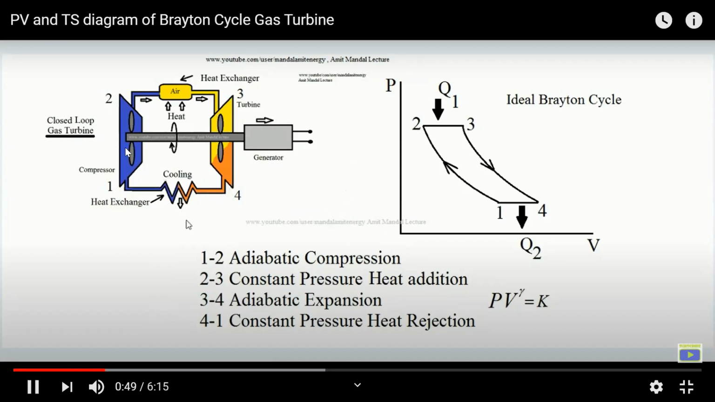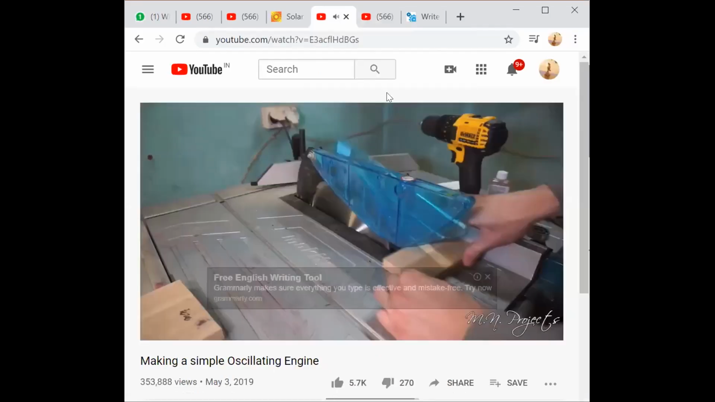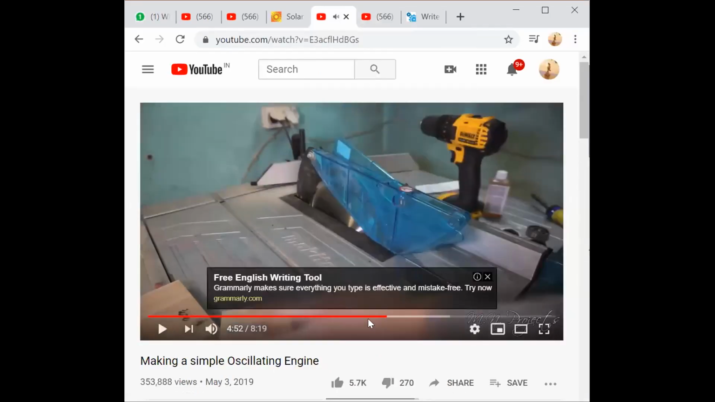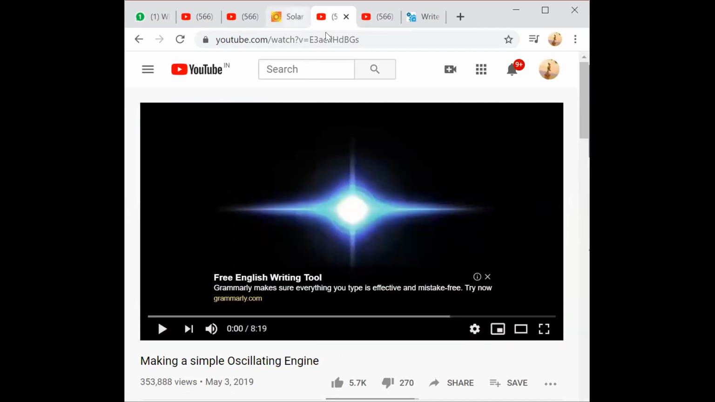Okay, now coming to the Stirling cycle. So this is the function of the Brayton cycle. We'll watch this video, and the expression part will be given also easily for you. It won't be that difficult.